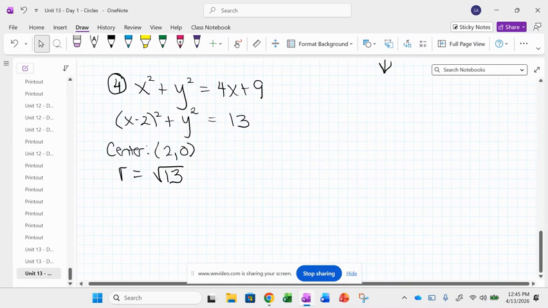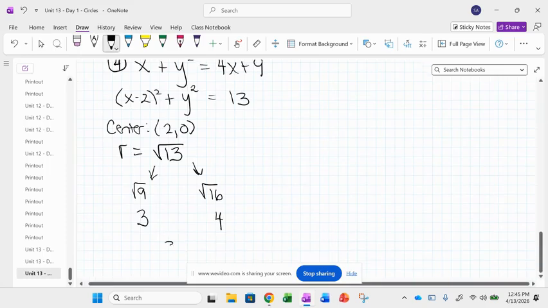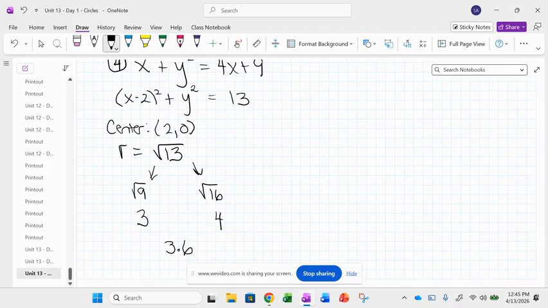The way you estimate it is you pick the two closest perfect squares. So I'm going to go with the square root of 9 and the square root of 16. Square root of 9 is 3. Square root of 16 is 4. So I'm somewhere between 3 and 4, slightly closer to 4. What did you guys estimate? Yeah, 3.6, 3.7 would work. I like 3.6, which is really going to look around like 3.5, to be honest, when we're sketching this.